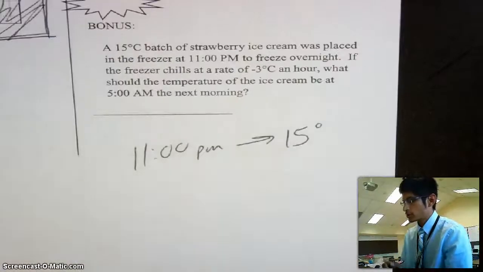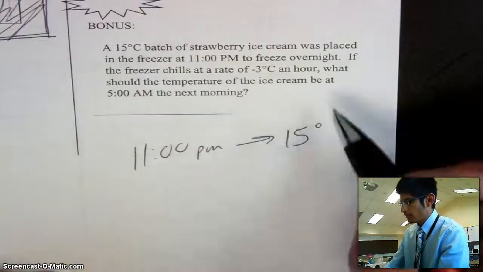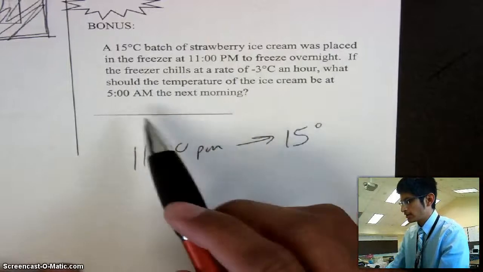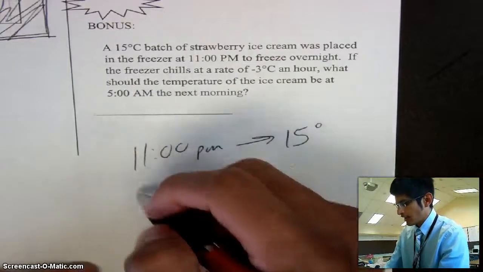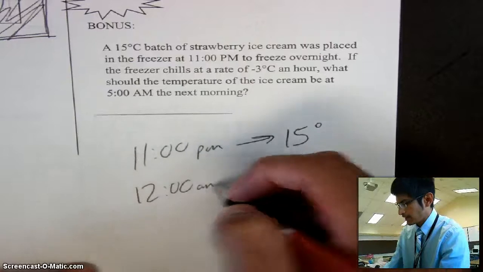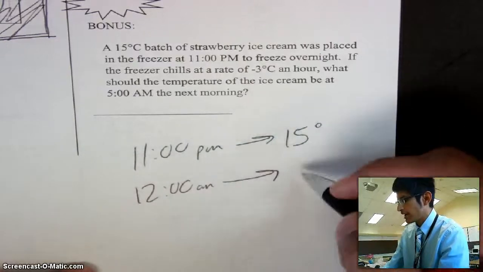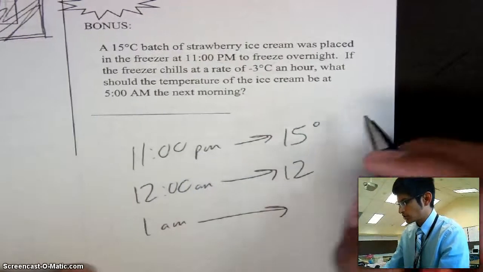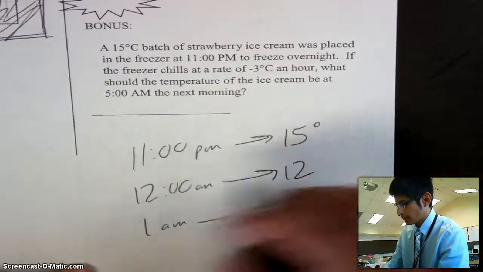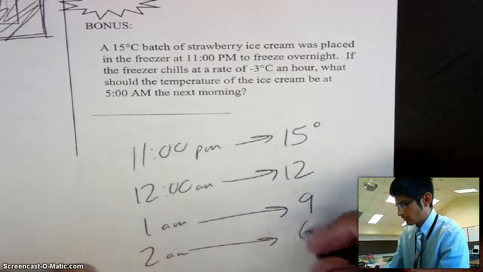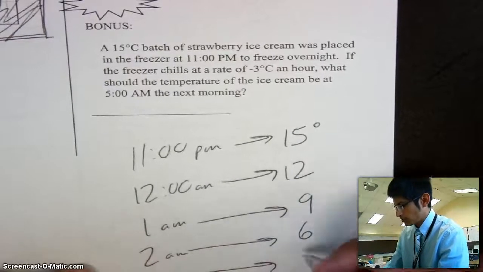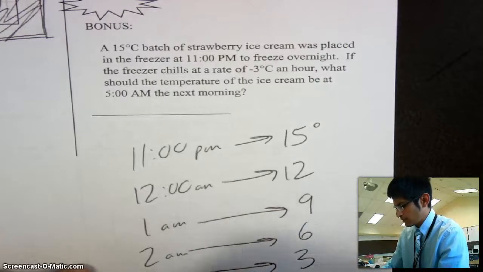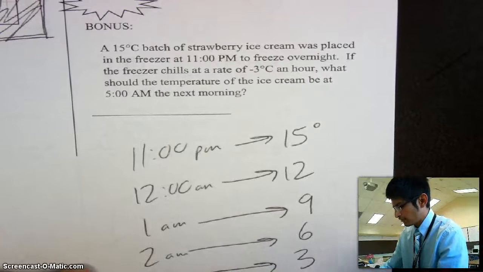All right, and finally, here's the bonus question. At 11 p.m., the ice cream is at 15 degrees. If the freezer chills at a rate of negative 3 degrees per hour, what temperature should the ice cream be at 5 a.m.? So at 11 p.m., it's going to be at 15. It's going to drop 3 degrees. So 15 minus 3 is going to be 12. And then at 1 a.m., the temperature is going to be minus 3. It's going to be 9. At 2 a.m., it's going to be 6 degrees. At 3 a.m., it's going to be 3 degrees. At 4 a.m., it's going to be 0 degrees. And at 5 a.m., it's 0 minus 3. The answer is going to be negative 3 degrees.